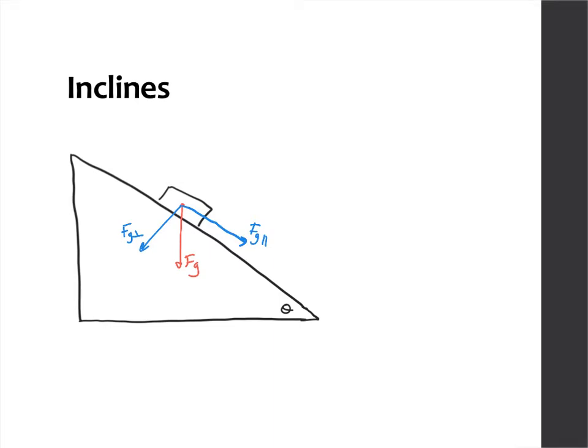Alright, so thinking back that the weight is still equal to m times g, you can get that FG parallel, the one parallel to the incline, is equal to FG sine theta, or simply mg sine theta, depending on what you're given. The same thing applies to the perpendicular component, FG cosine theta or mg cosine theta.